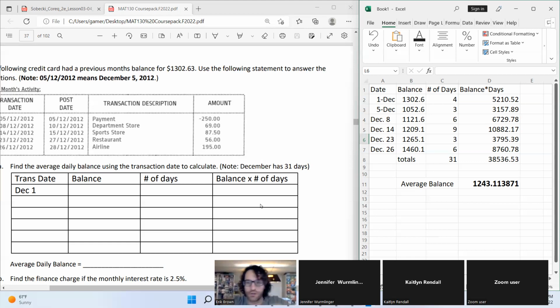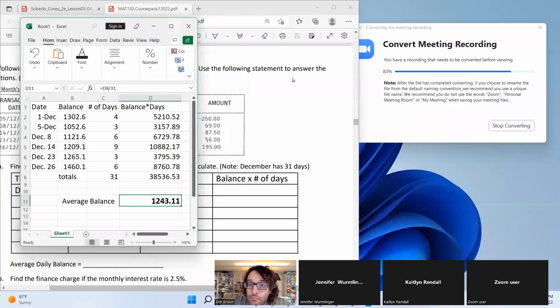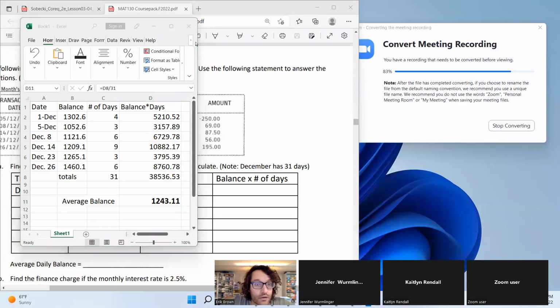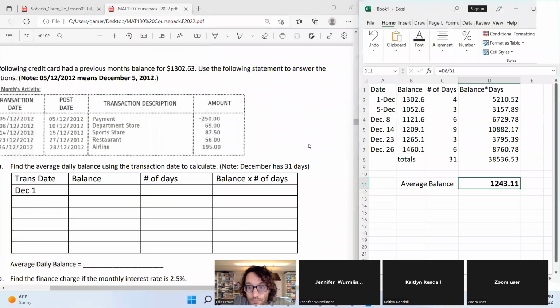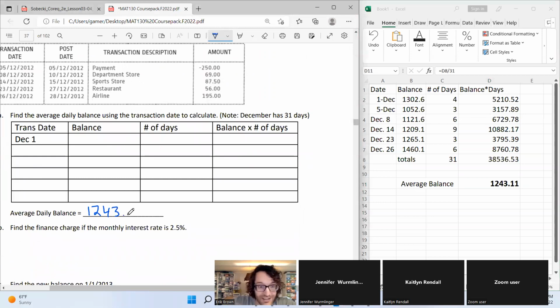Okay. Is everyone good so far? I think on this one, we really only need 2 decimal places. That is all we need. So we did all this work just to get that the average daily balance was $1,243.11.